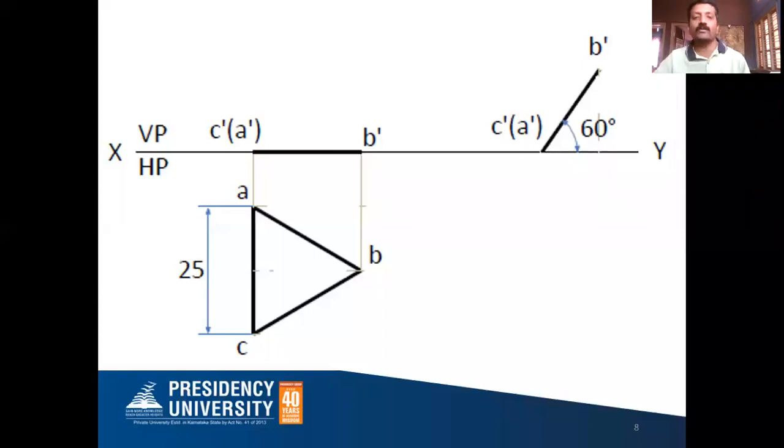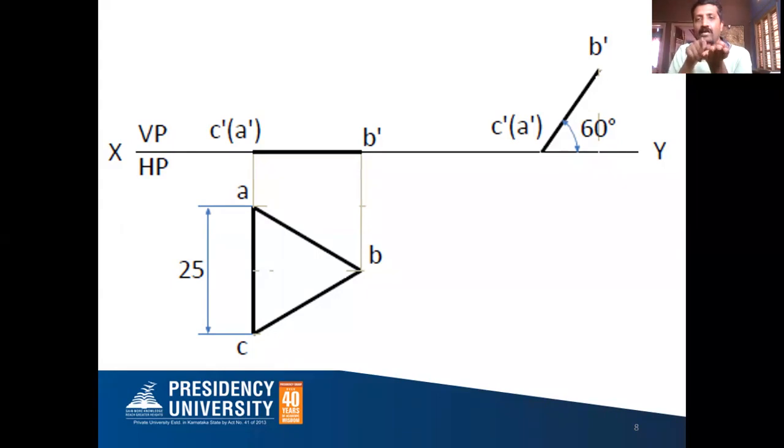So for this second position, how to draw it? After the first position, on the same XY line, you take any one point on the XY line and draw a 60 degree line to the right side like this. From any point you can take and draw a 60 degree line. I'll take this point as C dash and within the bracket A dash. Now what I exactly have to do is, this is the front view. I have to tilt it such that it makes an angle of 60 degrees. That's all. Got it?